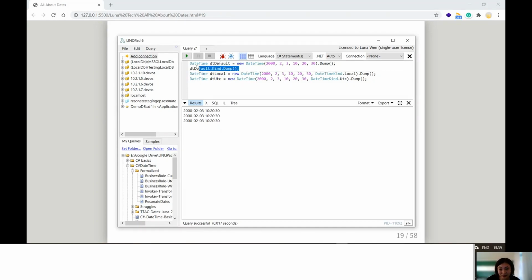There's something called kind, and this thing, if you use the default, anyone knows whether it's going to be a local kind or UTC kind or other kind if I run this? Oh, Ramya has a question, or you want to answer it?